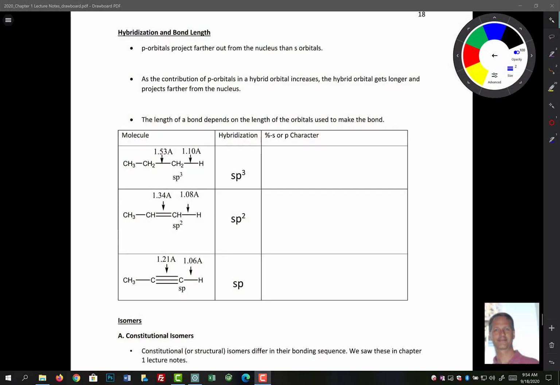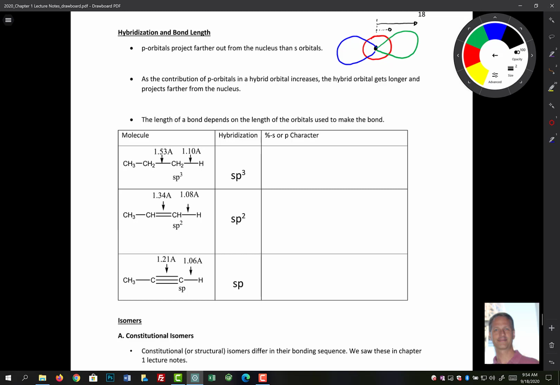Hybridization also affects bond length. So it turns out, if we think from our pictures before, we have our s orbital like this. And if we drew our p, it would kind of come out and around this on both sides. So we'd see a p orbital here, and then the other lobe kind of coming out there, right? So the p orbitals project farther, right? If this is our nucleus right here, our p orbitals come way out to the end, where the s only comes out to right there, right? So they just extend farther into space.